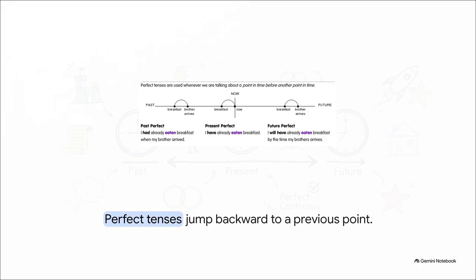The past perfect shows an action totally finished before a past moment. I had already eaten when my brother arrived. The present perfect connects the past right up to now. I have already eaten. And the future perfect ensures an action will be totally done before a future deadline. I will have already eaten by the time you arrive.